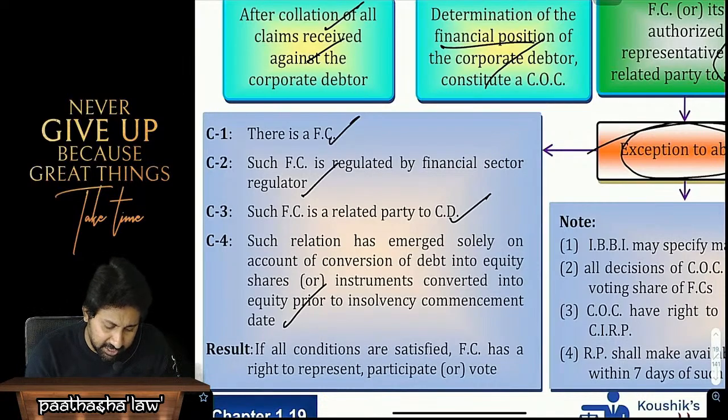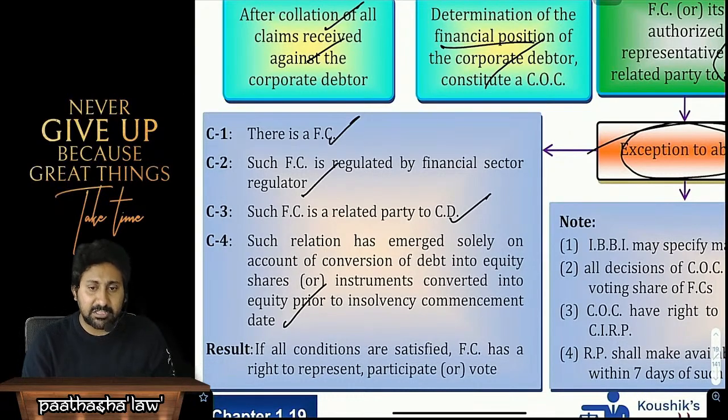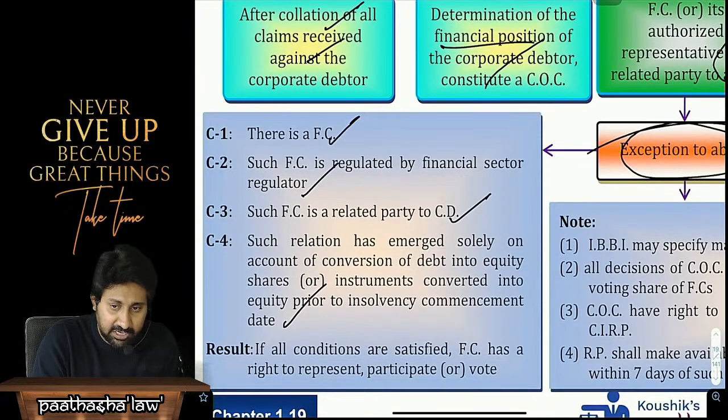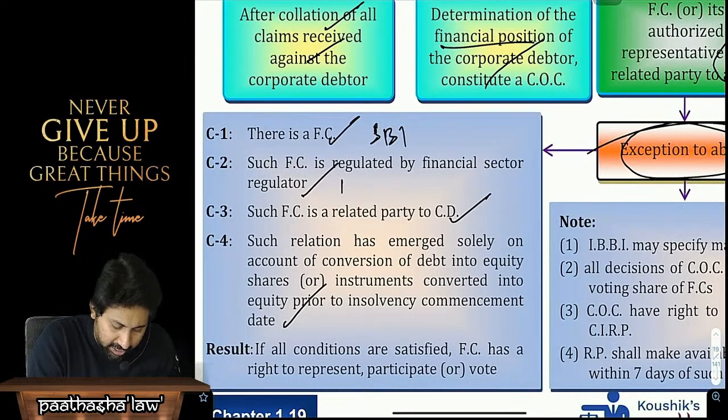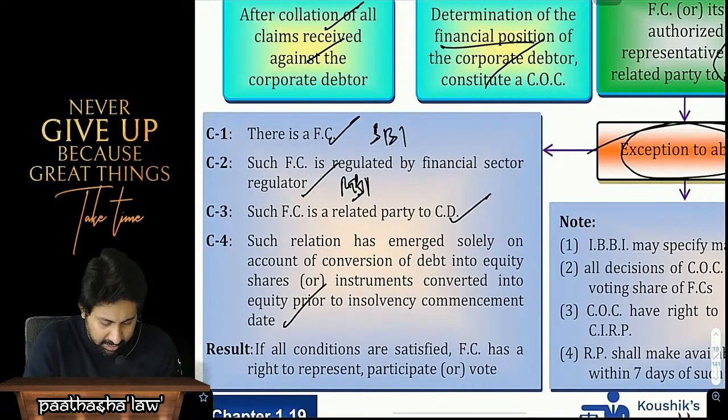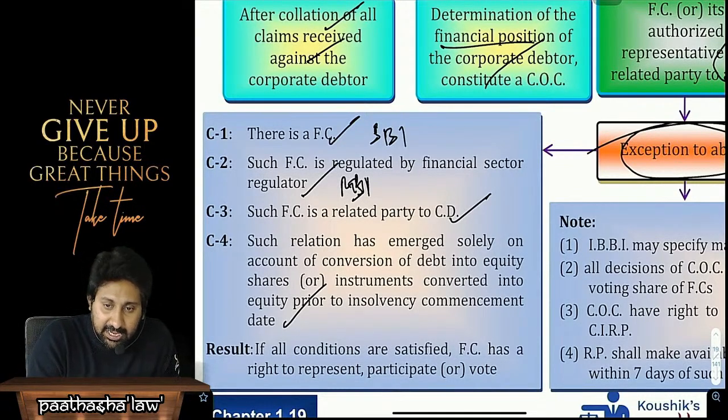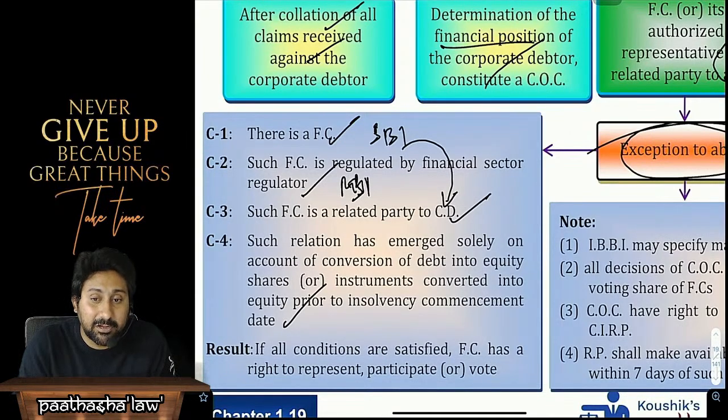So there is a financial creditor. Such financial creditor is regulated by a financial sector regulator. First, there is a financial creditor. For example, let's say SBI, regulated by financial sector regulator RBI. This particular SBI became a related party to the corporate debtor. Why did it become a related party to the corporate debtor?